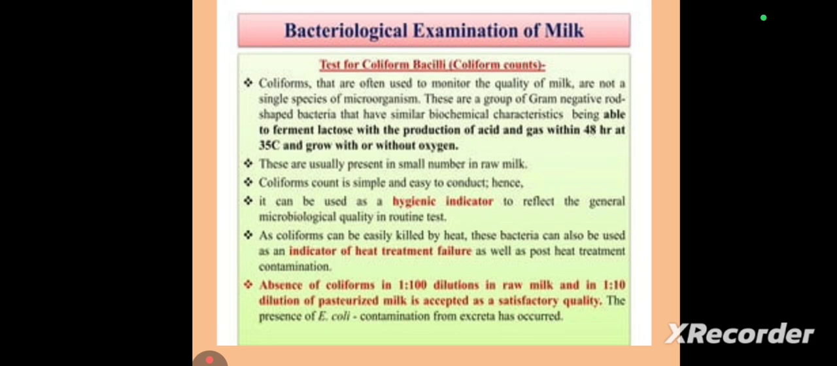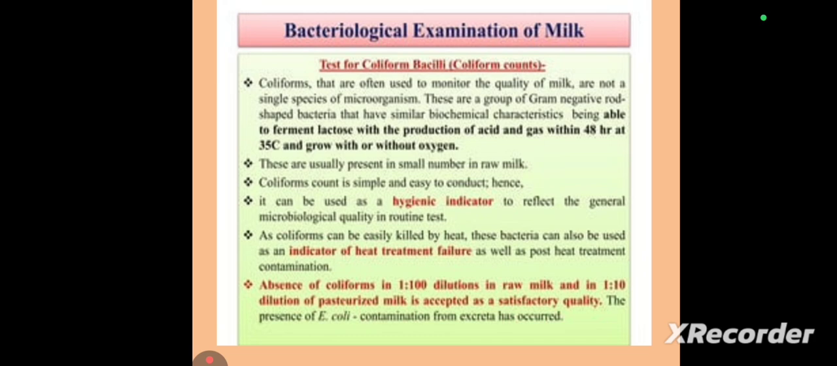And what are the tests? The first test is detection of developed acidity. The tests coming under this are the clot on boiling test and the alcohol test. Then standard plate count, direct microscopic count, reductase test, phosphatase test, turbidity test, and examination of specific pathogens. These include the test for coliform bacilli, the test for tuberculosis, and the test for Brucella.